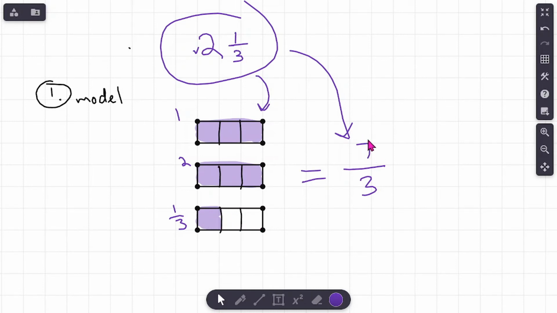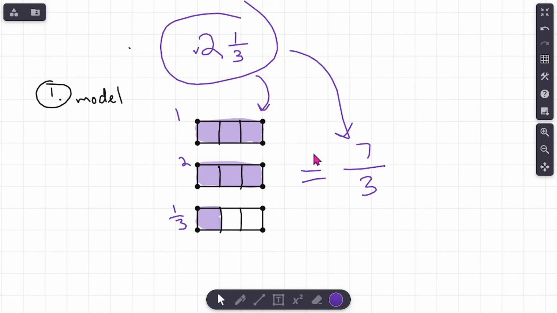How did we get 7? Where did this number come from? 1, 2, 3, 4, 5, 6, 7. That's our colored in sections. Where did the thirds come from? Well, the thirds come from every model being broken into thirds. That's why you heard me count like this: 1/3, 2/3, 3/3, 4/3, 5/3, 6/3, 7/3.